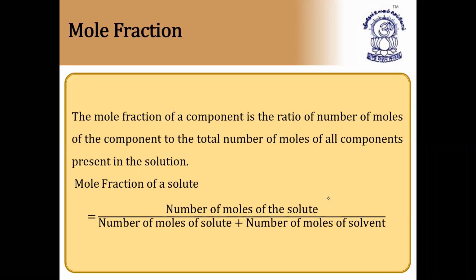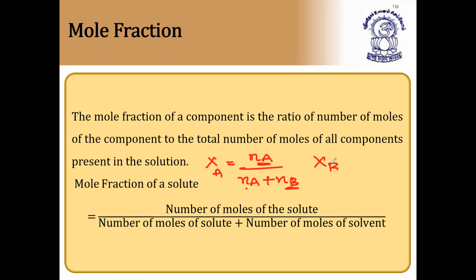So here I'm writing again on the side. Mole fraction is denoted by the letter chi, X. Mole fraction of solute is X of A, equal to N of A, the number of moles of A, by N of A plus N of B, that is the total number of moles of solution. Where N of A is the number of moles of solute, N of B is the number of moles of solvent, and N of A plus N of B is the number of moles of solute plus solvent. Similarly, mole fraction of solvent is N of B by N of A plus N of B.